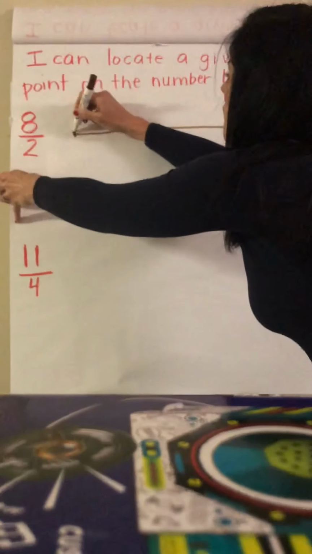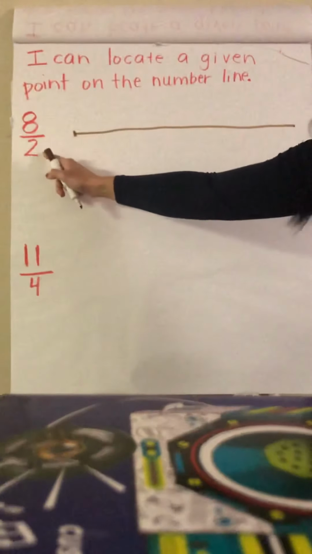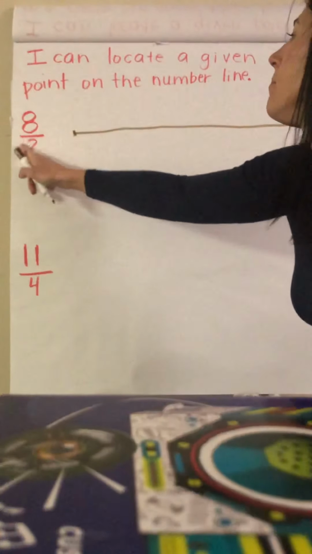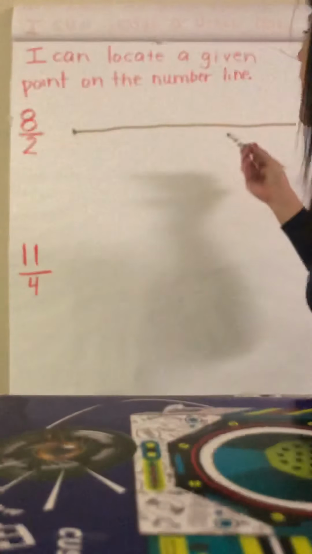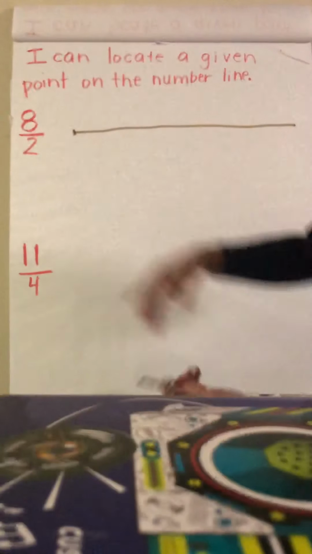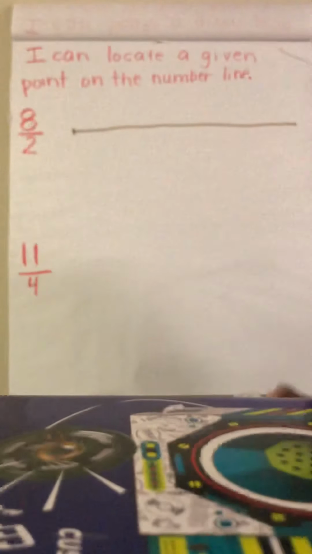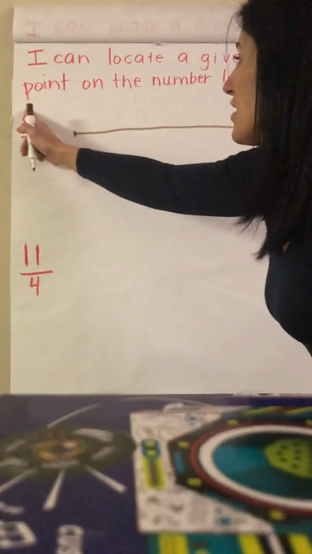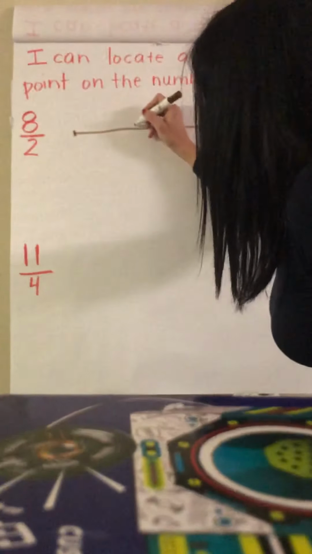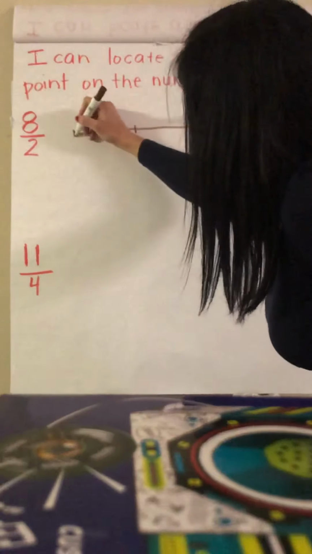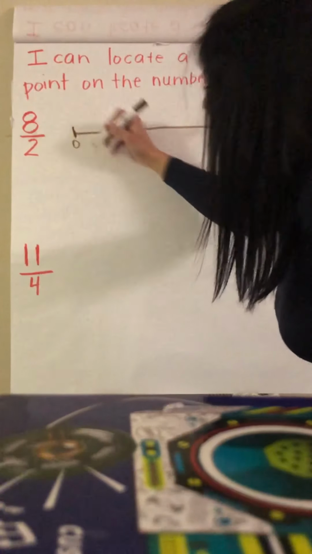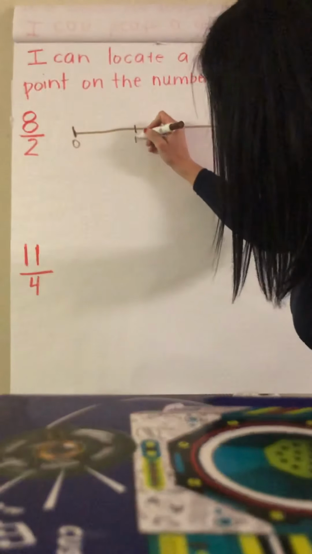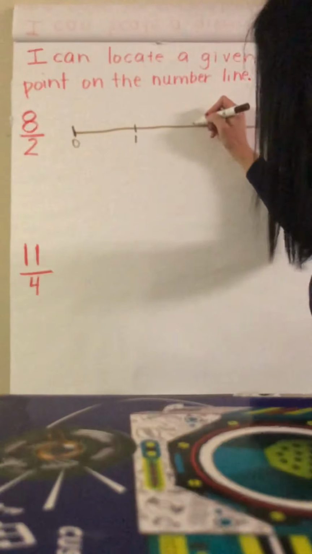So, first of all, let's not forget, this denominator, this 2, tells me how many pieces or parts I'm going to break my number line into. And I'm going to break my number line into halves. Now, I need 8 total halves. So first of all, I'm going to mark off my endpoints. I know that I'm going to start at 0 and 1.